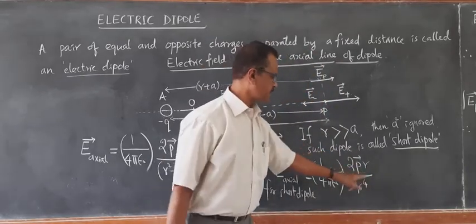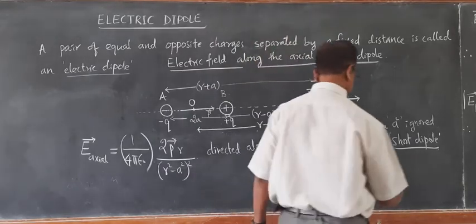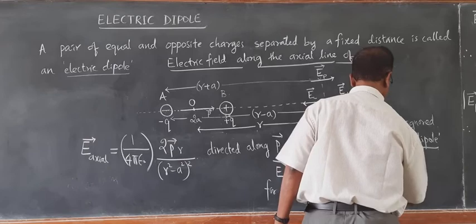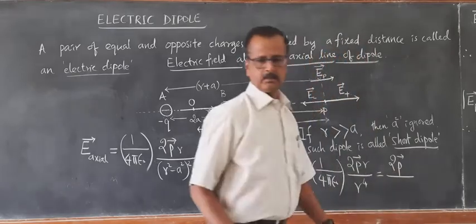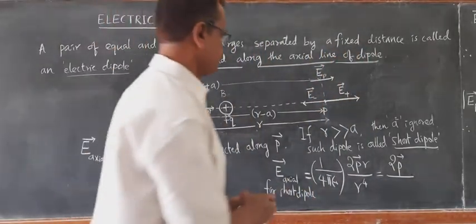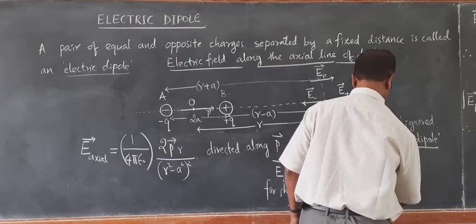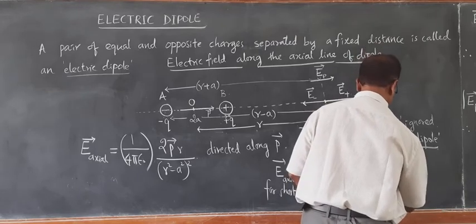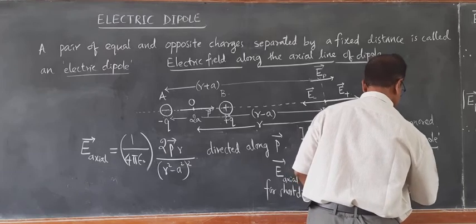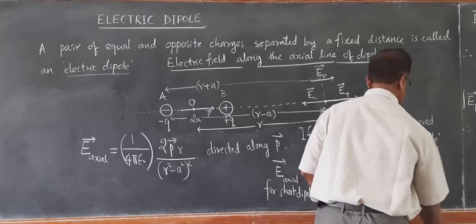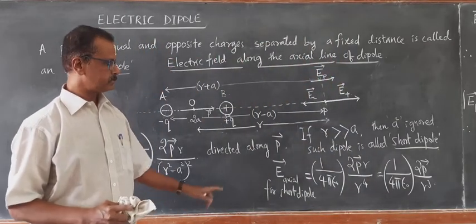So this R cancels with one of these R's. Then you will be left with R cube in the denominator. Thus it becomes 2P vector divided by R cube. Constant you have to write all the time, 1 by 4 pi epsilon. So this becomes the electric field due to short dipole.